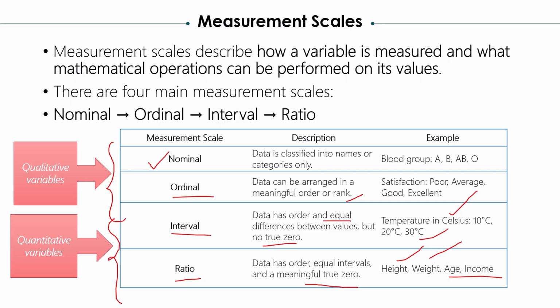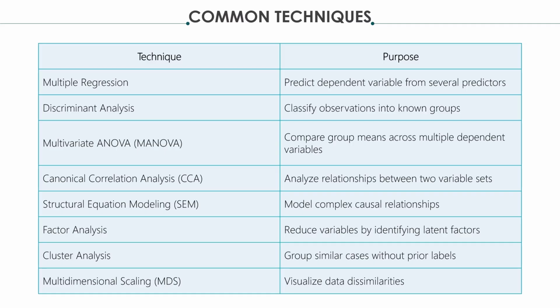Yes, so the next thing is we are going to see the common techniques: how we conduct multivariate data analysis and what the frequent techniques are to achieve this objective. The first one is multiple regression. It is used to predict a dependent variable from several predictors. The second one is discriminant analysis. It is used to classify observations into known groups.